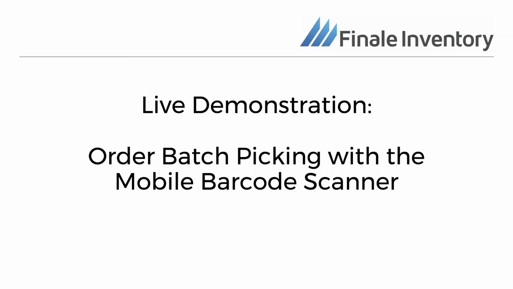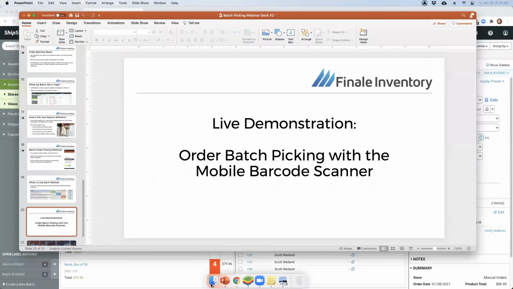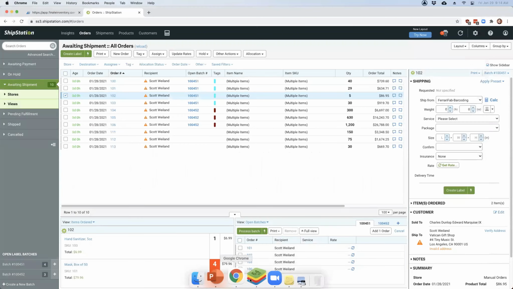So now let's jump into a live demonstration, and I'll show you how the order batching works on the barcode scanner. You can see it in action. Okay. So I've got a ShipStation account loaded. So we're going to take a look at how the orders are in ShipStation before we jump into Finale and take a look at them there.